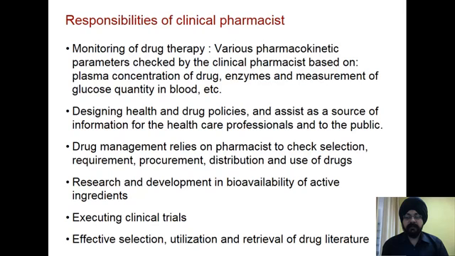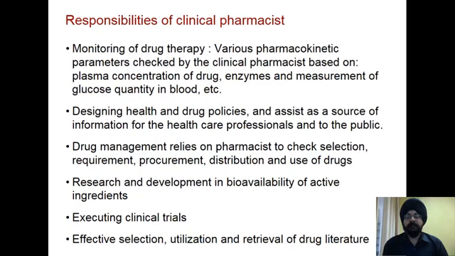Then designing health and drug policies and assisting as a source of information for the healthcare professionals and to the public. The pharmacist plays an important role in defining the health policies and the drug policies of hospitals and acts as a source of information for healthcare professionals and to the public for all drug-related information.